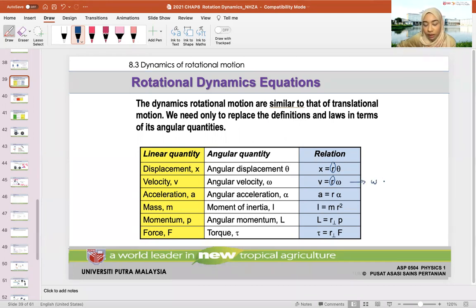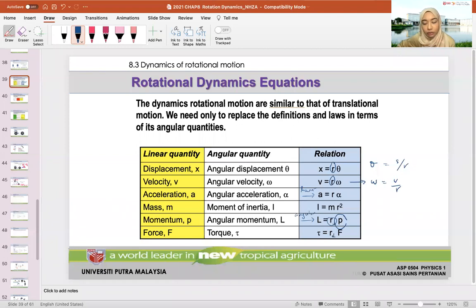So if you want to find omega, it is v over r. If you want to find theta, it is s over r, and so on. And then we have a equals r alpha, and then we have I, which is the moment of inertia. This is your equivalent to mass in the linear world. So I equals mr squared, and then L is your angular momentum. I'm just reminding you here. If you want to relate it to linear momentum, there is the r over here, same as before. Only this part is linear, this part is already angular, so it is flipped. So that is something you need to take note of.